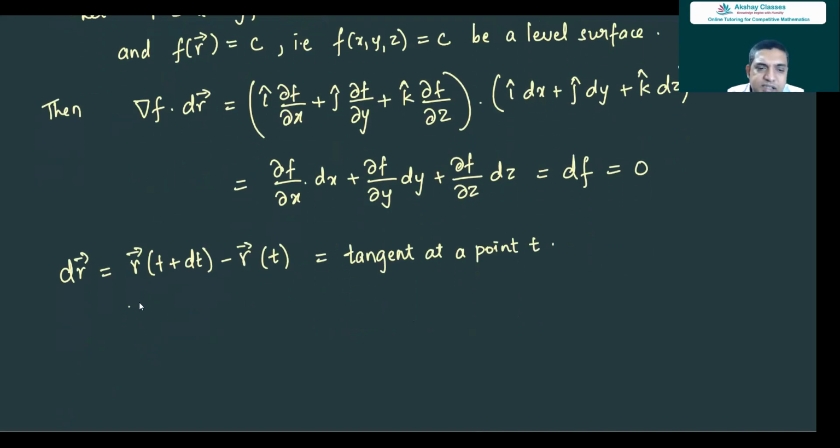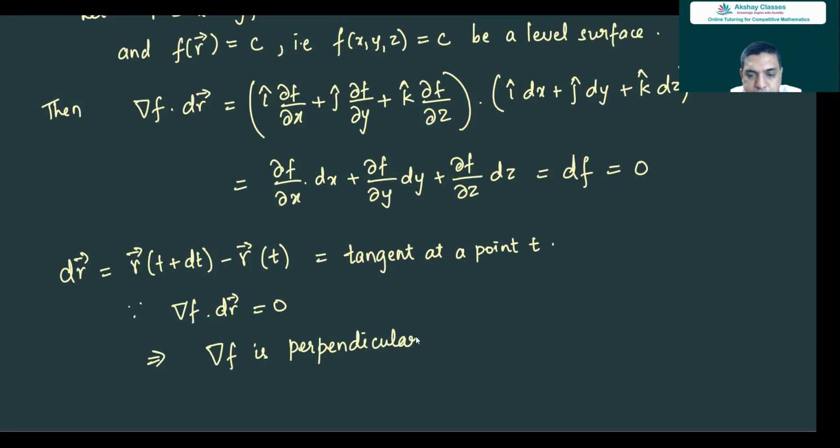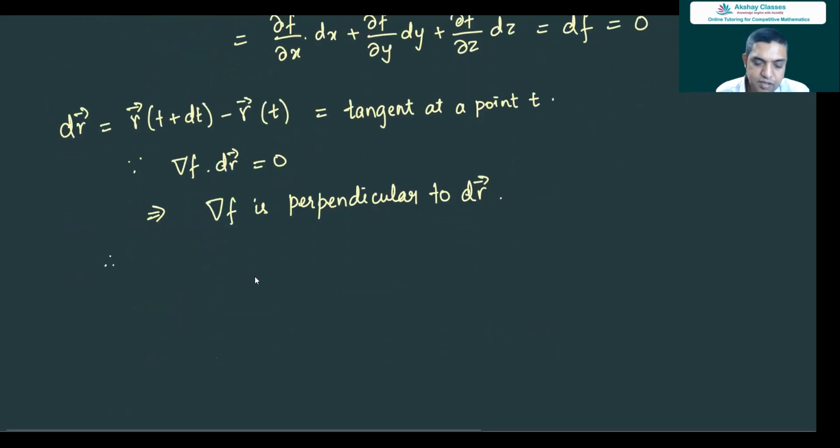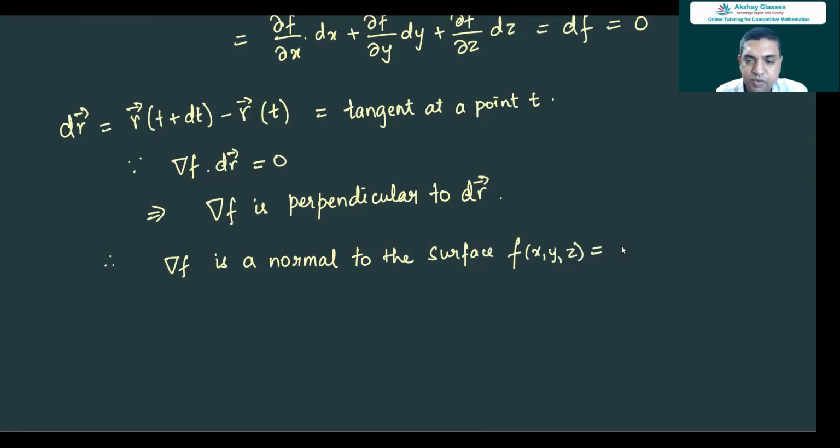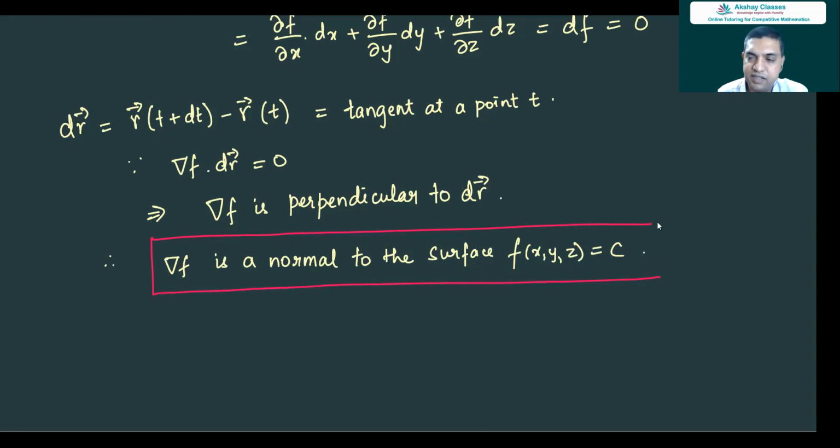Now, since del f dot dr is 0, which implies del f is perpendicular to dr bar, and therefore dr bar is tangent to the surface, del f represents a normal to the surface f of x, y, z equal to c. So for a level surface, the gradient is this.